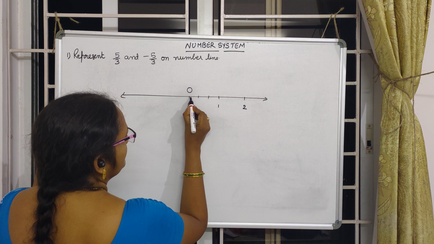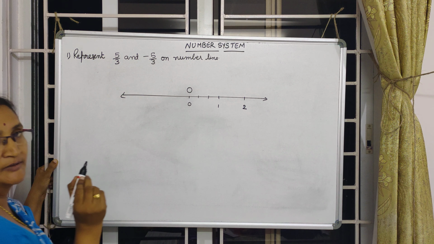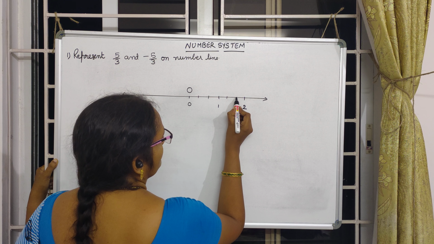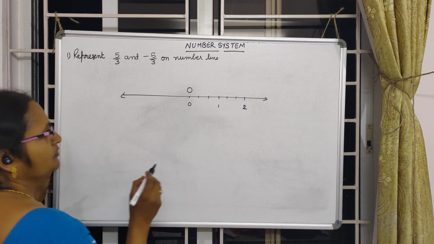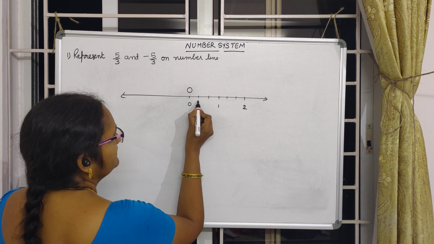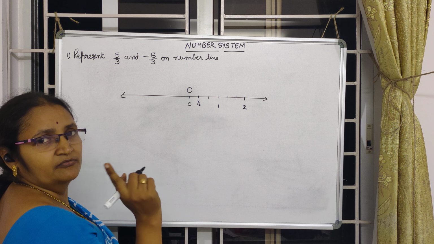From here to here is 1 part. This is the second part. This is the third part. 3 parts. In the same manner, 1 and 2 also I am dividing into 3 equal parts. Now, from 0 to this first part, this is 1 by 3. 3 parts we divided, so each part will indicate 1 by 3.